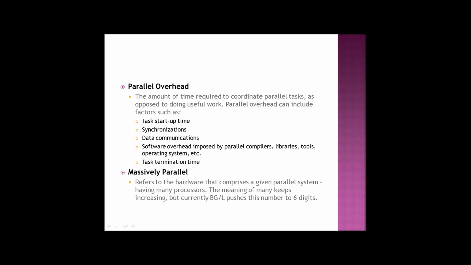Then next is your parallel overhead. That is, at the same time more overhead is possible. That is the amount of time that is required to coordinate the parallel tasks, as opposed to doing useful work. Parallel overhead can include factors such as task startup time, synchronization, data communication, software overhead, and task termination time.